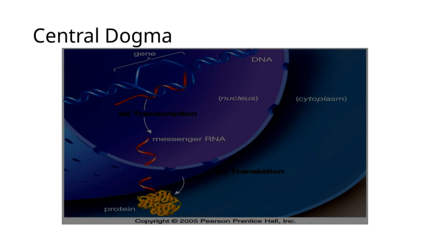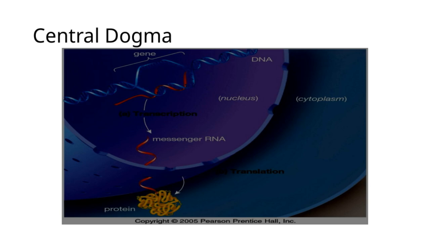The process starts with DNA, which serves as the blueprint. Through a process called transcription, this DNA sequence is copied into messenger RNA, or mRNA. Think of mRNA as a messenger that carries the genetic instructions from the DNA in the nucleus to the ribosomes, where proteins are made. Then, during translation, the ribosomes read the mRNA sequence and assemble the corresponding amino acids to form a protein. This flow, from DNA to RNA to protein, is the core idea behind the central dogma.